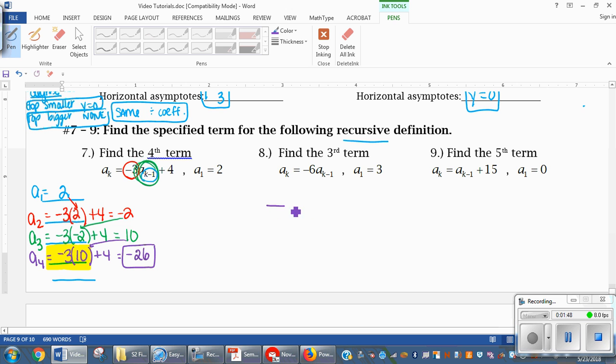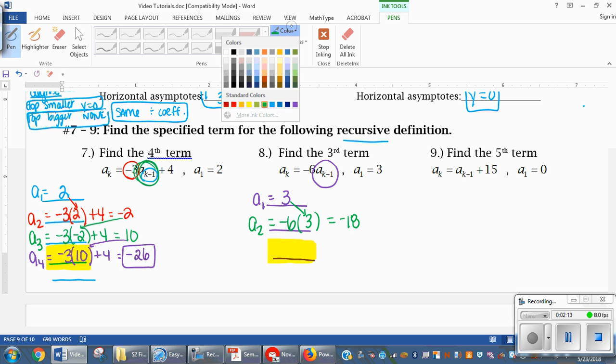Here they want the third term. So 1, 2, 3. Remember, the first one, if it's recursive, the first one, we don't need to do any work for that. So that's just the answer of 3. This one, when we get to the second one, is building off of that previous answer. So negative 6 times the previous term is going to give me negative 18.